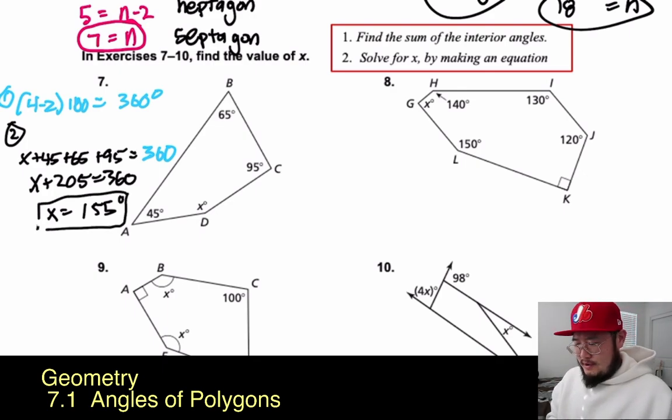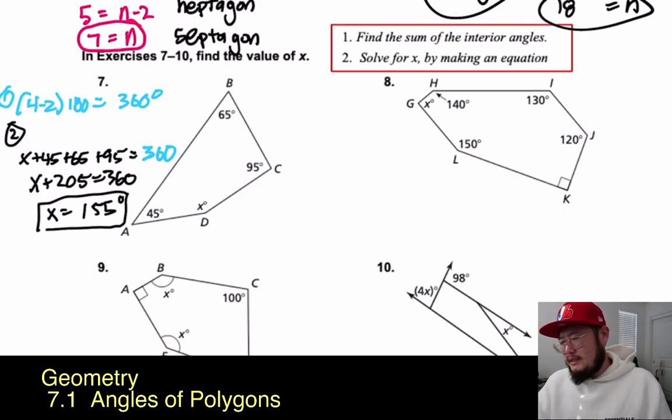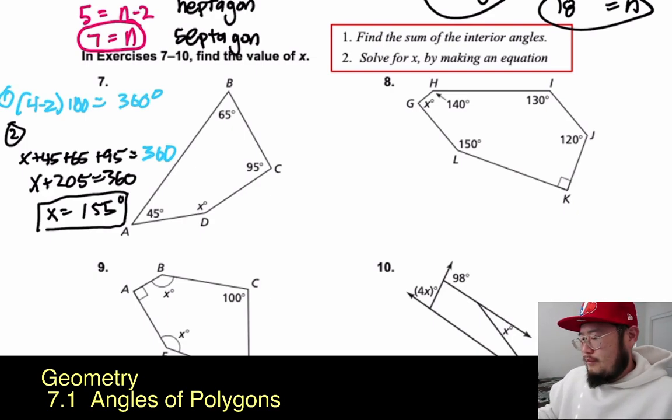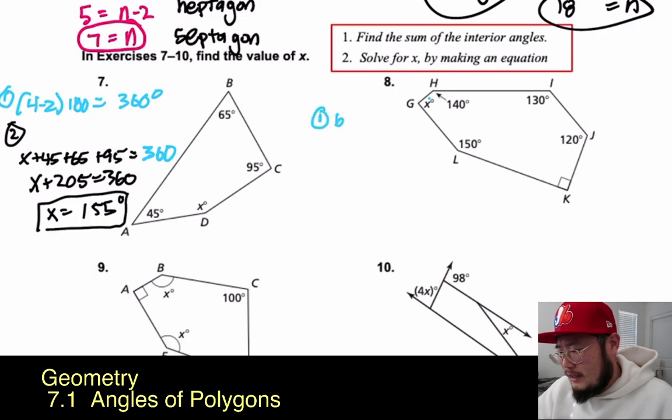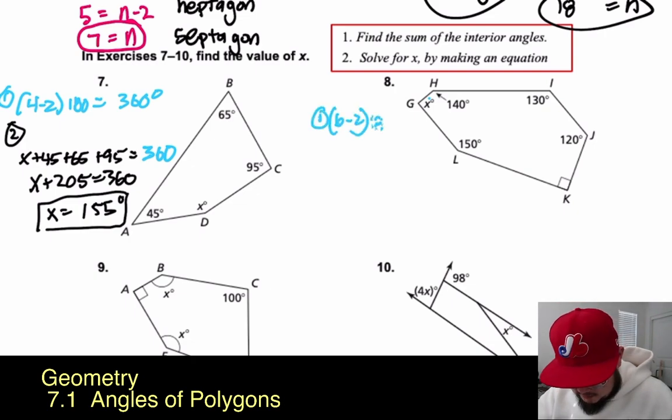All right, let's take a look next at number 8. First off, we've got to figure out how many sides we have in this polygon, and then we'll figure out the interior angles. I see we have 1, 2, 3, 4, 5, 6 sides. So there are 6 total sides. So let's find the sum of the interior angles. We'll do 6 minus 2 times 180. From there, we should figure out that we have 720 degrees.